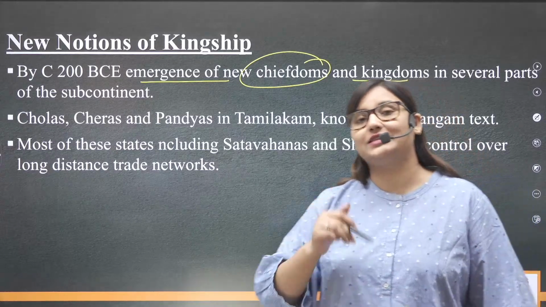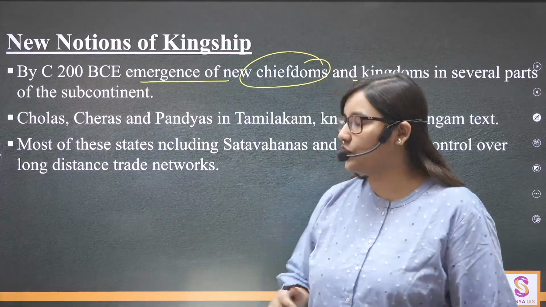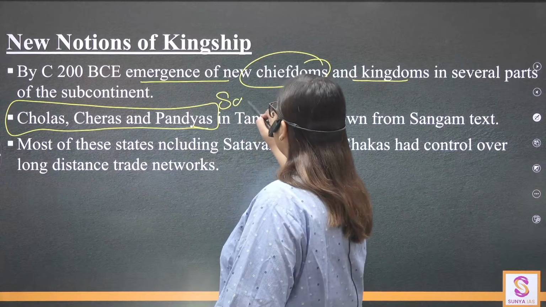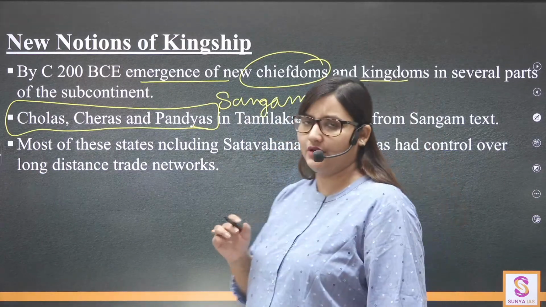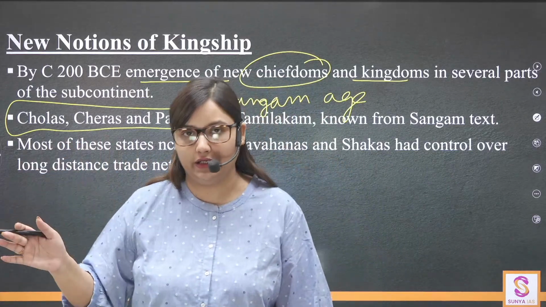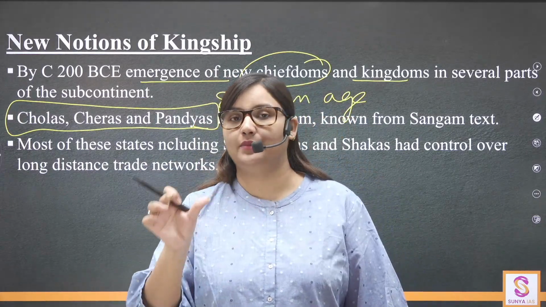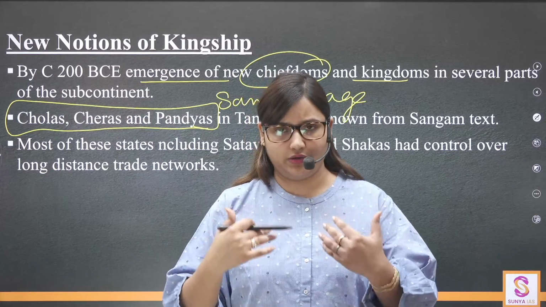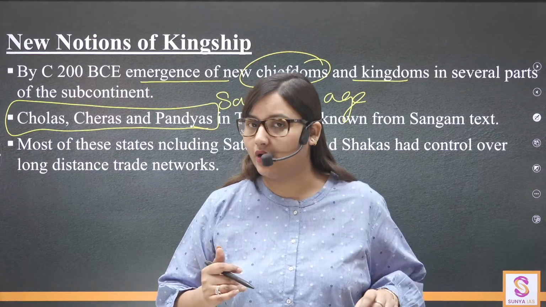And here we start the time of Cholas, Cheras and Pandyas. This is also mentioned in the Sangam literature. There is a chapter of Sangam age where we will see the time period of 3rd century BC to 3rd century AD. In this Sangam age we had Cholas, Cheras and Pandyas, and they used to fight among each other for expanding their territories, and they all were very important kingdoms.